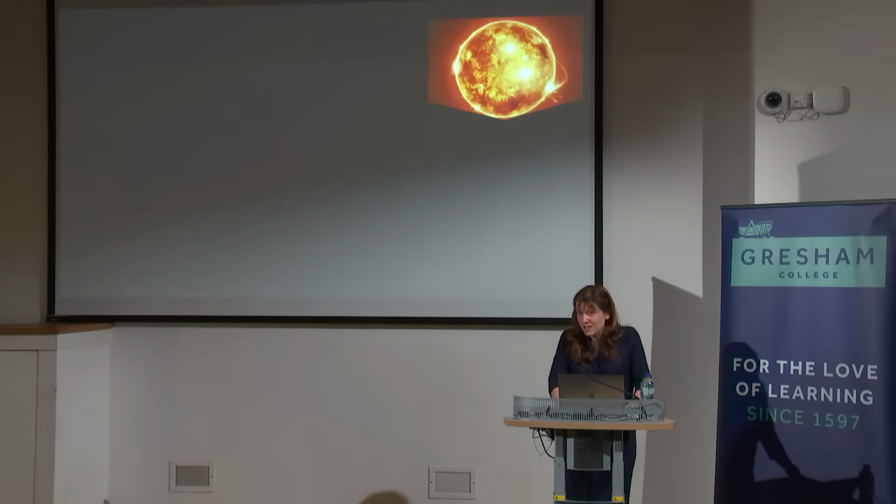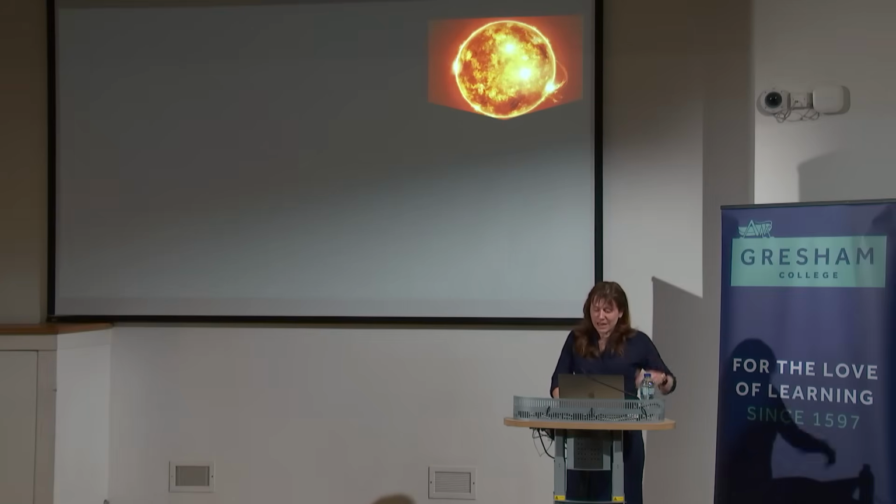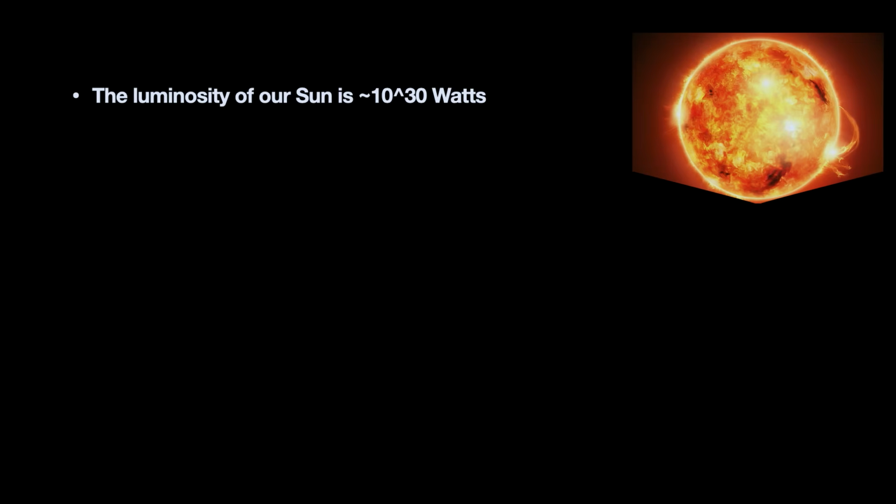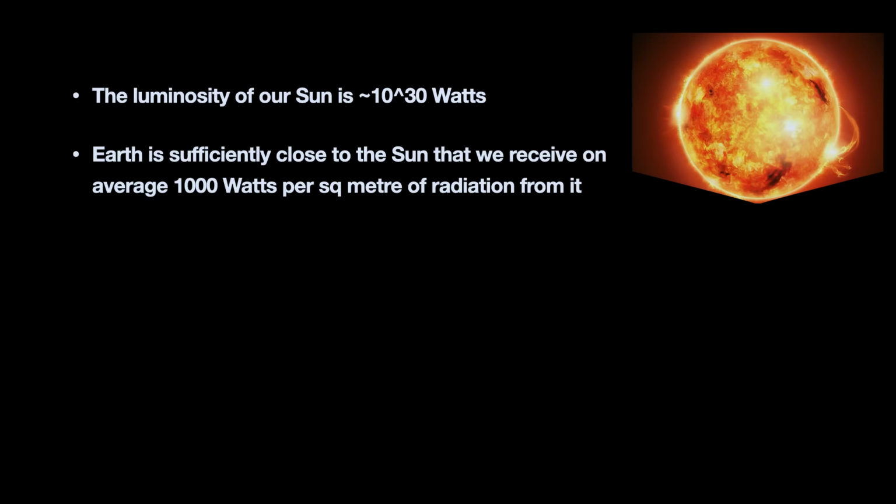So the luminosity of our sun, that is to say the power radiated by our sun, is absolutely tremendous. It's something like 10 to the power 30 watts, 10 to the power 30 joules every second. Now, planet Earth is sufficiently close to the sun that we can receive, on average, for every square metre of Earth, an average of 1,000 watts for each of those square metres from it. So that's quite a lot.